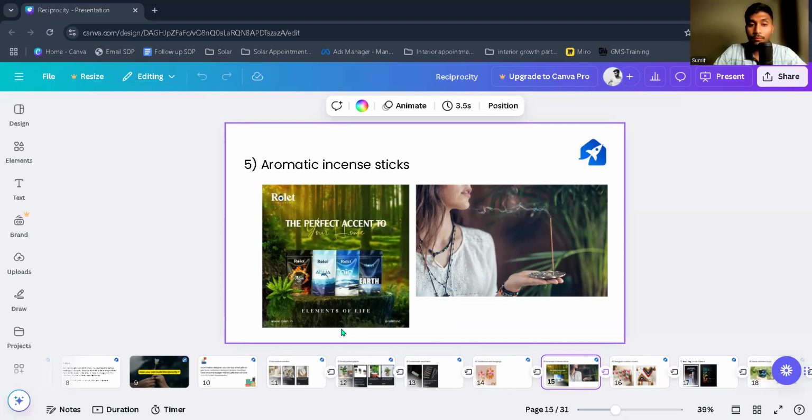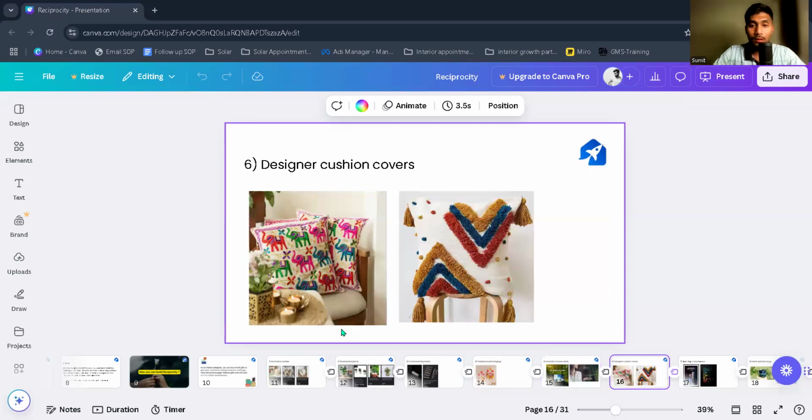They are moving back and forth. They are looking for some good essence for their property. So this is what you can use, right, as a bucket of the sticks, right? And the designer cushion covers. So this is what other designers used to do earlier, but now they don't do.